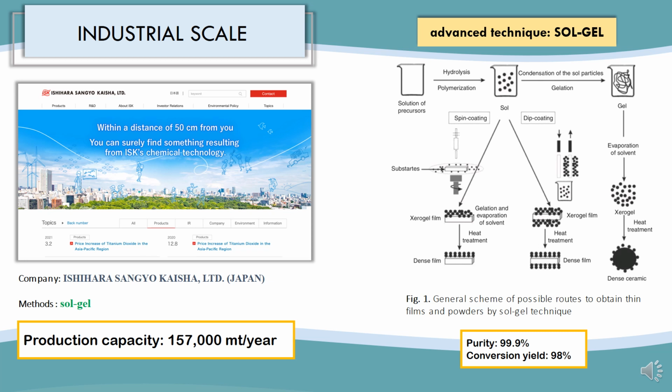And here is the general scheme of how to do the sol-gel technology to obtain thin film and products of titanium dioxide on an industry scale. For sol-gel technologies, there are two ways to obtain titanium dioxide thin film. For the other technology, there is one way to get titanium dioxide powder with a purity of 99.9% and a high conversion yield of about 98%.